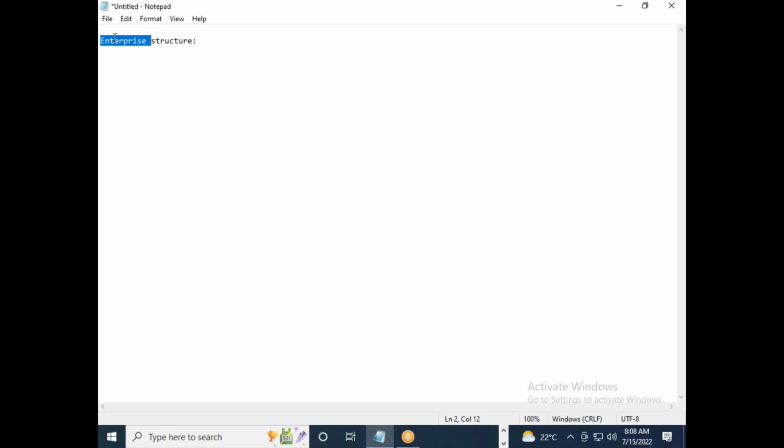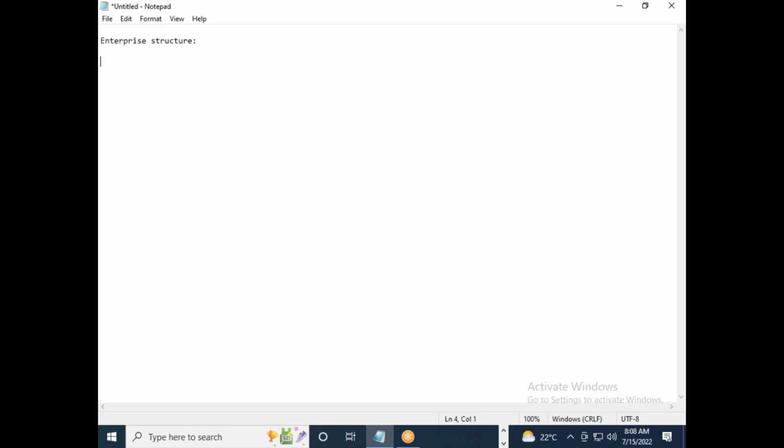Suppose you own a company. You are going to have one main branch office, and also you will be having some plants to manufacture your products, and some godowns to store your products or the materials. So each and every company will be having some particular hierarchy. That hierarchy we are going to define in this enterprise structure.